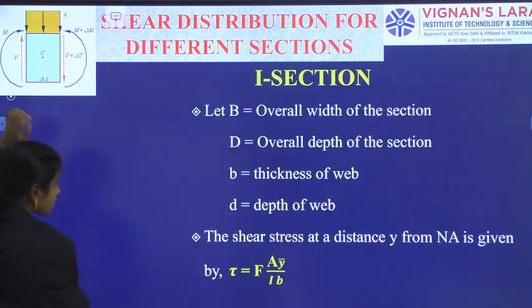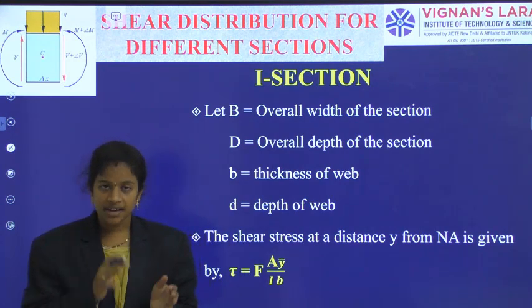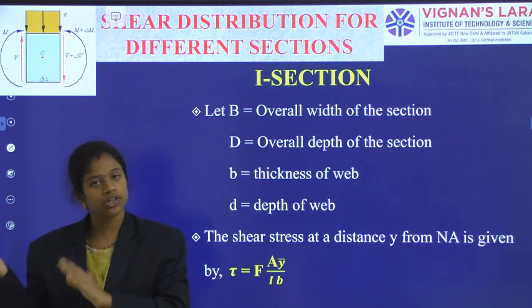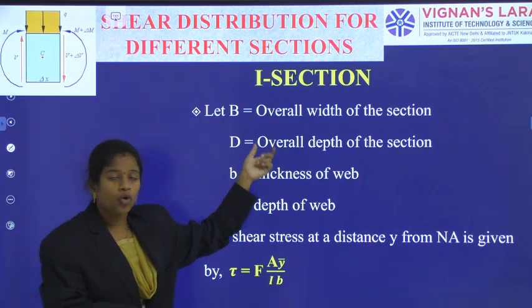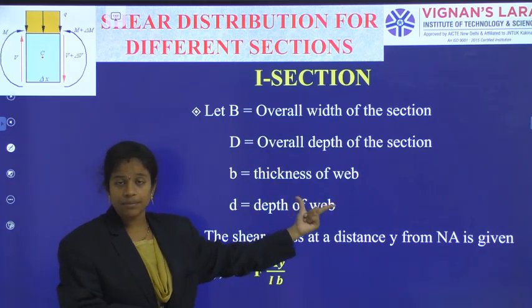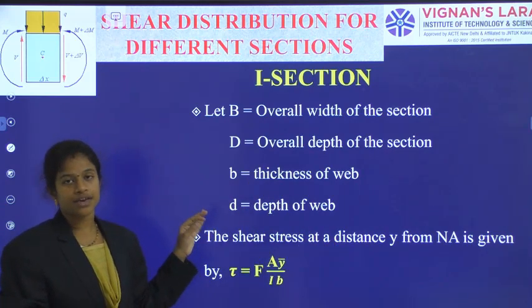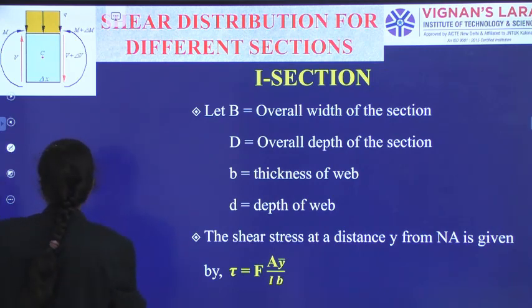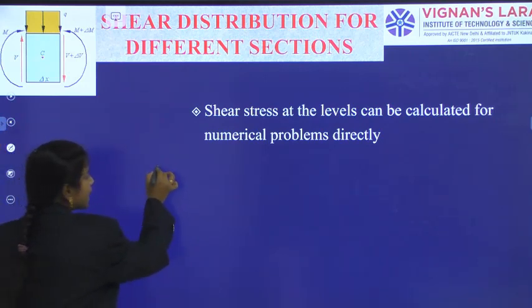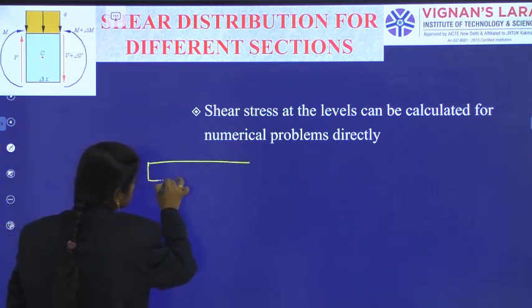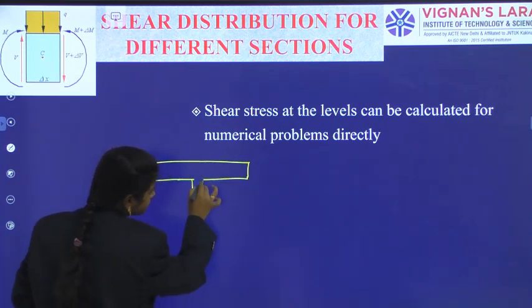Next, our next section is the I section. Generally, for the I sections we will go into numericals. With the numericals only, it will be easy. If an I section has an overall width B, overall depth D, thickness of the web b, and depth of the web d, we will generate the shear stress equation for the I section. Generally we will go with the numericals only for the calculation. Now, in the next class we will go into the numerical for the I section.